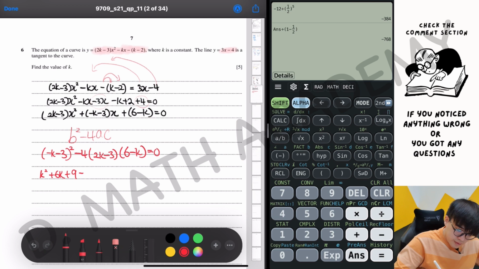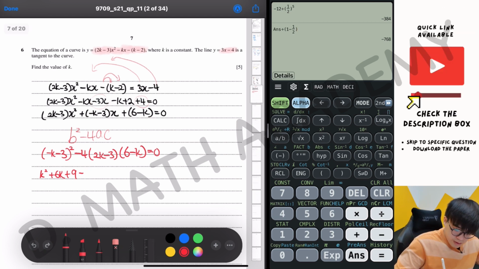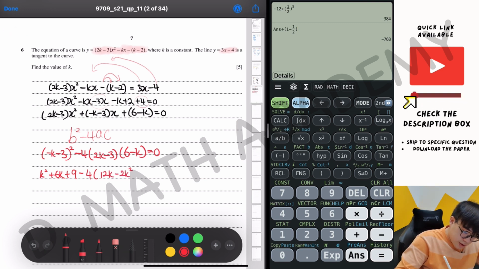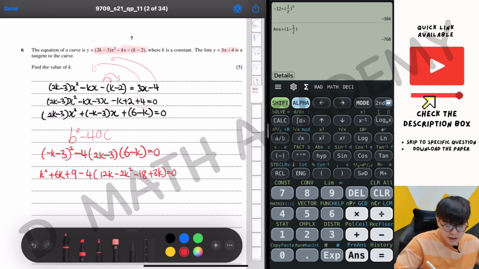Negative, okay, put it as 4, 2k becomes 12k minus 2k squared plus 3k. So last but not least, multiply the negative 4 into it.